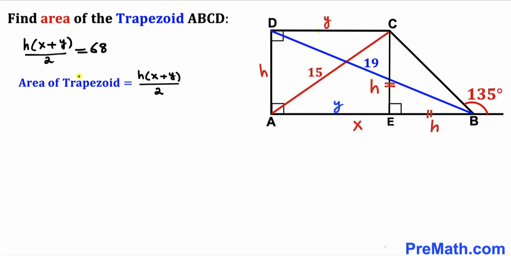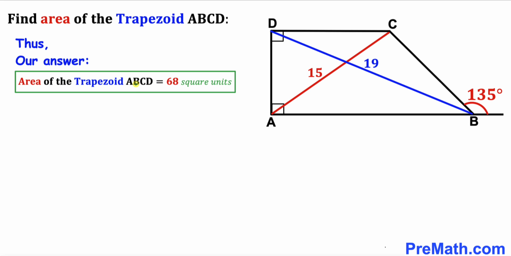And now let's make an observation. We know the area of a trapezoid equals h times x plus y divided by 2, and this value turns out to be 68. So therefore the area of this trapezoid ABCD turns out to be 68 square units. So thus the area of this trapezoid ABCD turns out to be 68 square units. And that's our final answer.